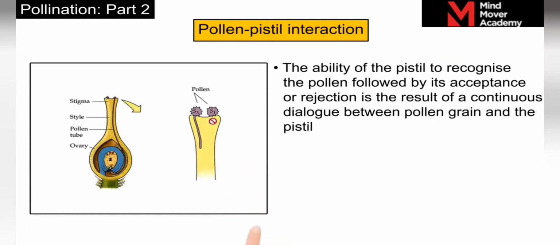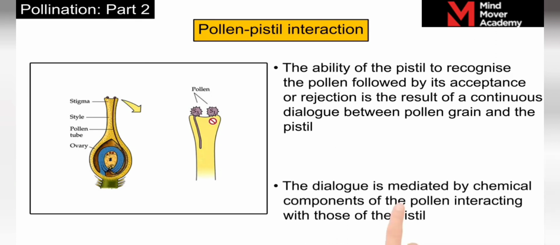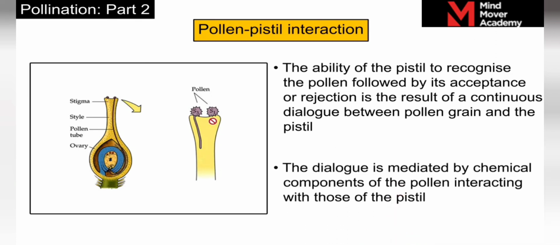The ability of the pistil to recognize the pollen, followed by its acceptance or rejection, is the result of a continuous dialogue between the pollen grain and the pistil. This dialogue is mediated by chemical components of the pollen interacting with those of the pistil.